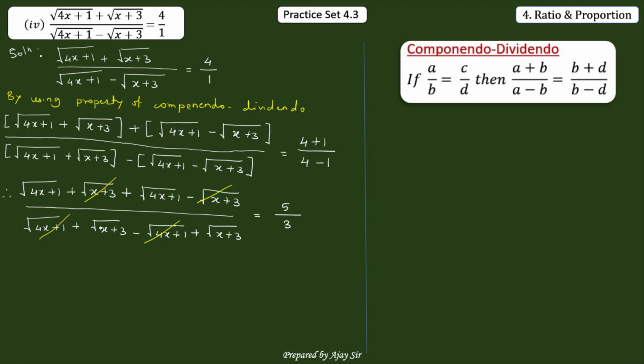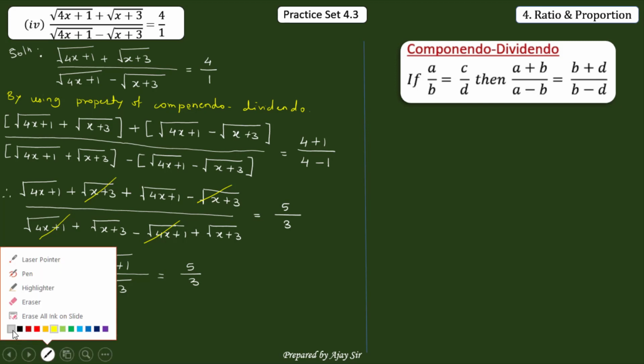Therefore we can write 2 times under root of 4x plus 1, divided by 2 times under root of x plus 3. Now this is, as it is, 5 divided by 3. Similarly, we can cancel this 2 because this 2 is the same. So this 2 and this 2 get cancelled. Now the remaining we can write as it is.